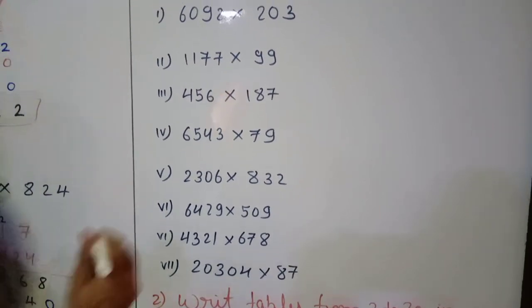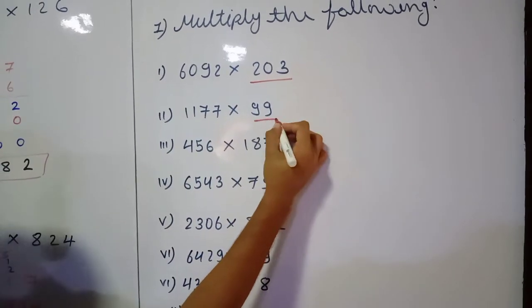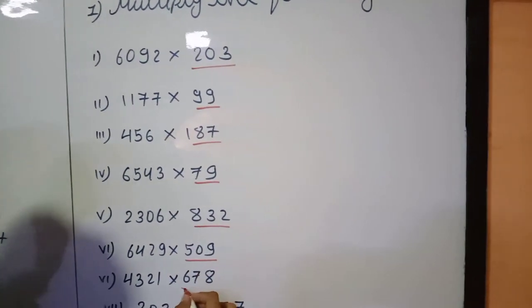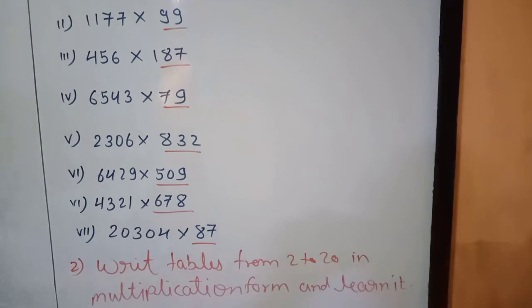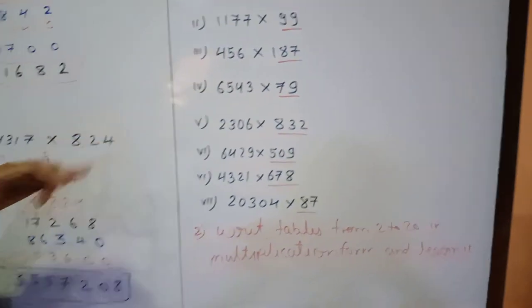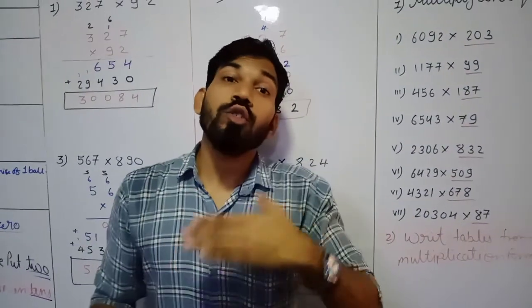In the first one you have a 3 digit number, the second one 2 digit, here 3 digit, 2 digit, 3 digit, 3 digit, 3 digit, and here 2 digit. Means we have 2 digit and 3 digit sums. So you can easily observe this video and try to solve it.